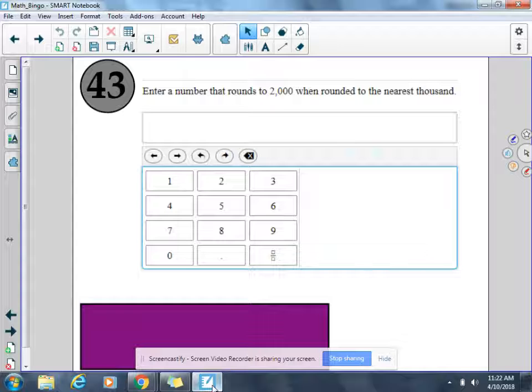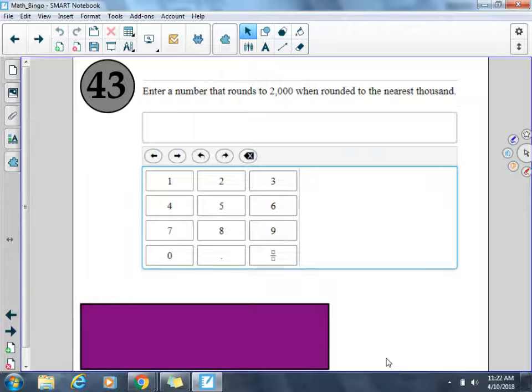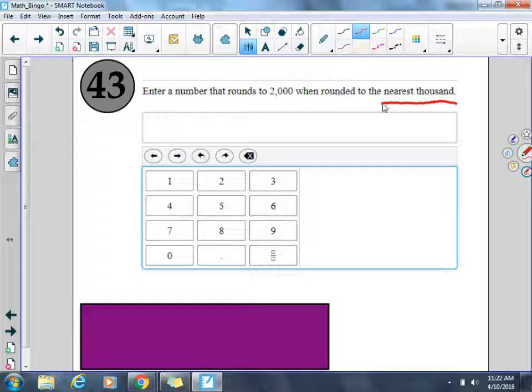All right, going through here, our first question for tonight is question 43. It says, enter a number that rounds to 2,000 when rounded to the nearest thousand. So what you've got to do is enter a number in there that would round to 2,000 when you round it to the nearest thousand. Go ahead and take a second and try to solve that.